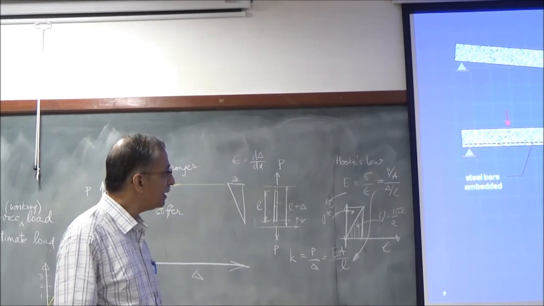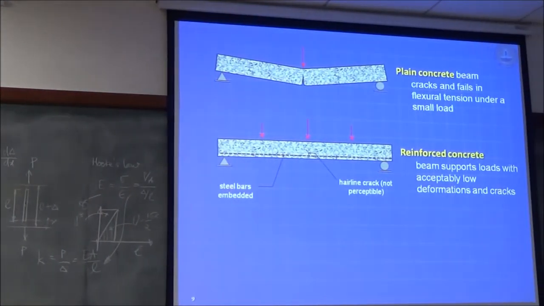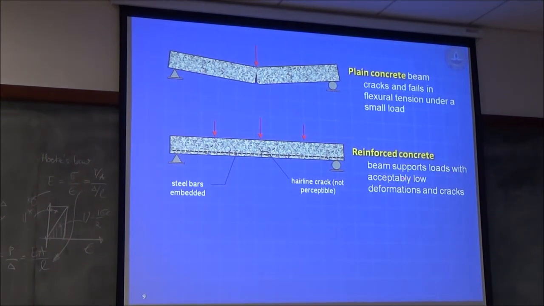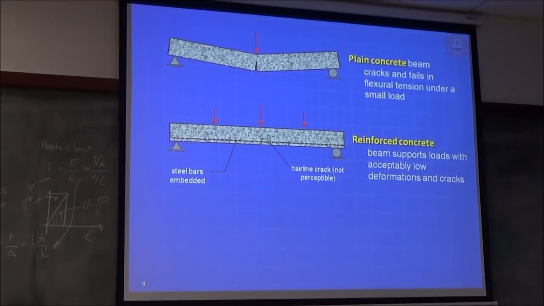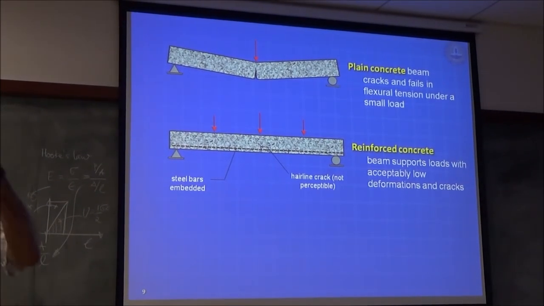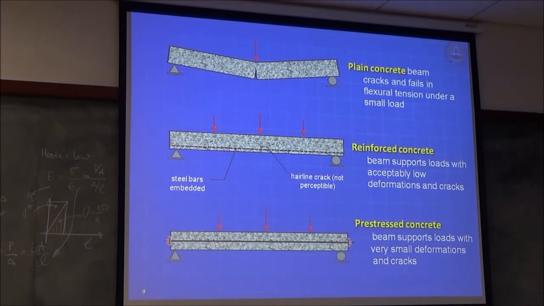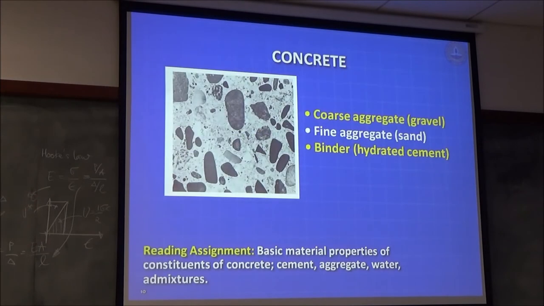The steel bars are embedded and it remains nearly horizontal. The deflections are also not visible. The beam supports load with acceptably low deformation. Then we'll introduce prestressed concrete. Now, prestressed concrete has a history which is as old as reinforced concrete. In prestressed concrete, we apply some pre-compression into the concrete so that you delay the tension, the tension doesn't develop, and the beam supports load with very small deformation. We'll study this in detail later. So, this is how behavior takes place.